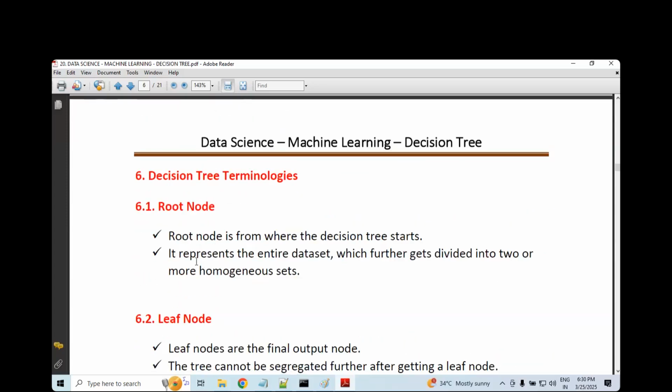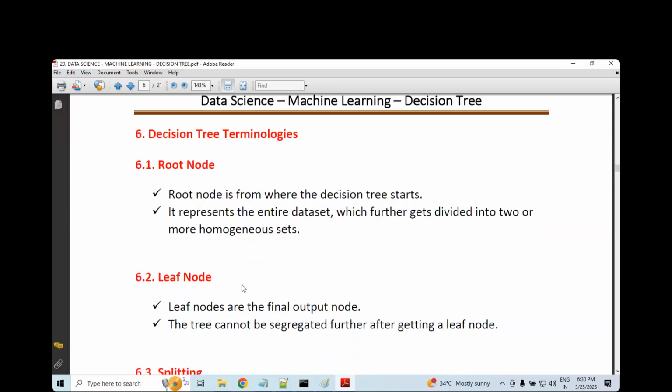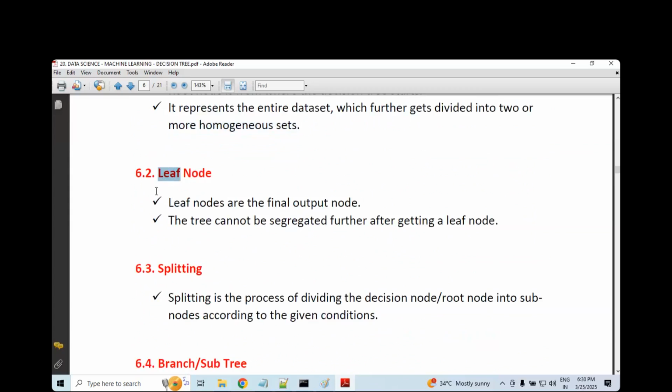There is some terminology you need to understand. Let us focus on it. Root node: the root node is where the decision tree starts. Definitely there is a starting point, and it is called the root node. It represents the entire dataset, which further gets divided into two homogeneous sets. The next one is the leaf node, which I have just covered. The leaf node is the final output; the tree cannot be segregated further after reaching a leaf node.